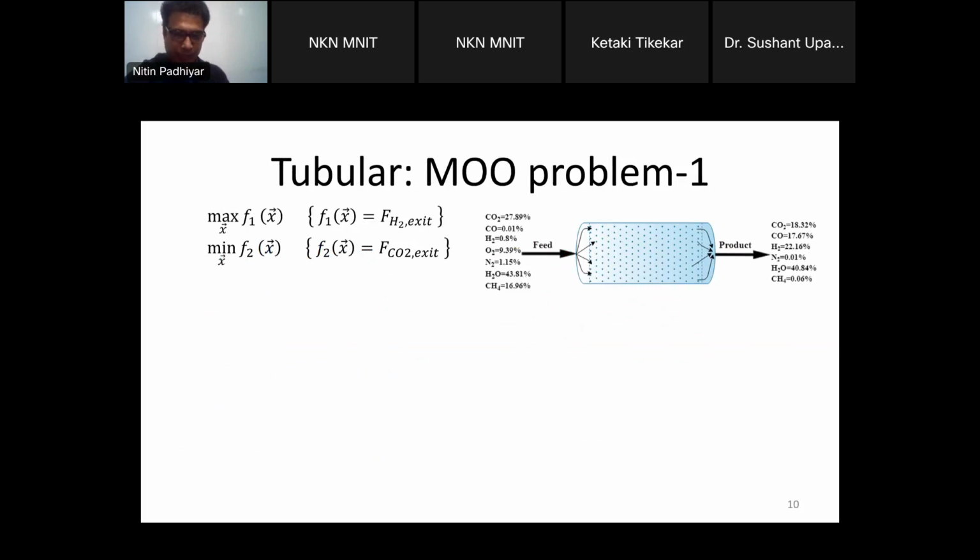Now, multi-objective optimization. As I mentioned earlier, for the tubular reactor, nobody had used multi-objective optimization. So we did it. We said that I want to maximize F1, which is hydrogen production, and I want to minimize carbon dioxide, both of them simultaneously. Now tell me, what are the possible solutions?